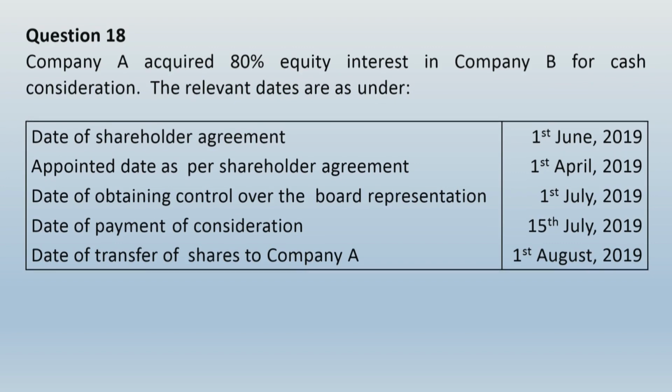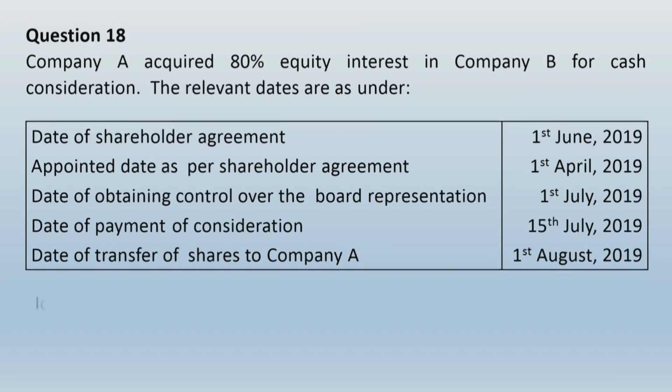The relevant dates are as under: date of shareholder agreement 1st June 2019, appointed date as per shareholders agreement 1st April 2019, date of obtaining control over the board representation 1st July 2019, date of payment of consideration 15th July 2019, date of transfer of shares to Company A 1st August 2019.